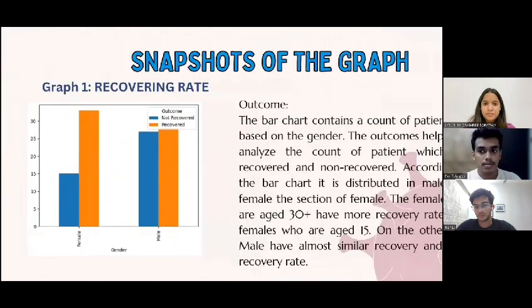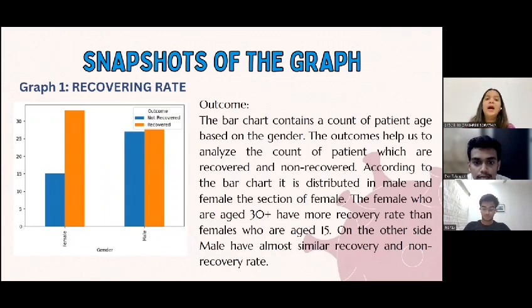So basically, our project is dependent on graphs. The first graph that we analyze is the recovery rate. We have age as a parameter, divided by female and male. As we can see, women who are 30 plus have a higher recovery rate, and males have similar recovery rates.